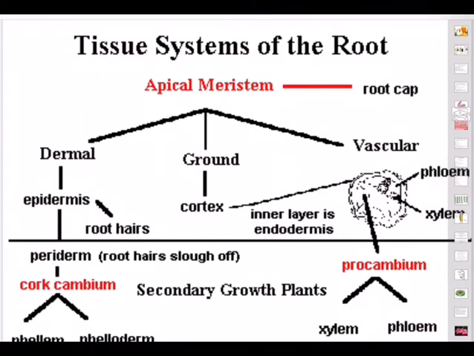In the dermal layer, epidermis will be there. Ground tissue is the cortex that gives the bulk of the circumference. And vascular tissue: xylem and phloem, vascular bundles. Vascular tissue is nothing but the presence of xylem and phloem. And you know, xylem is responsible for conduction of water and minerals. Phloem is responsible for transport of food, starch.